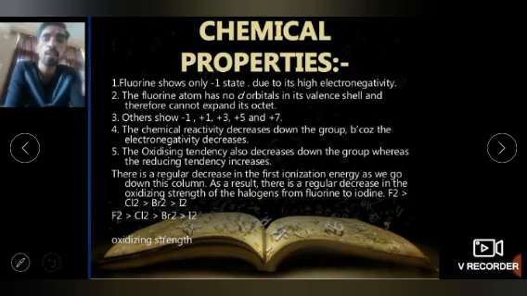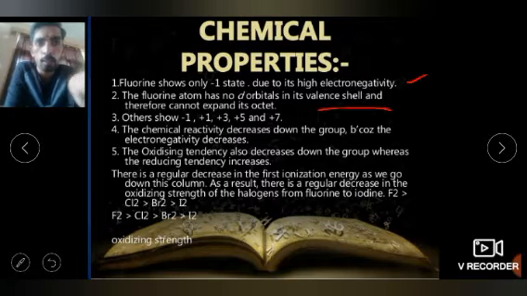If we talk about chemical properties, fluorine shows only the -1 oxidation state, due to its high electronegativity and because the fluorine atom has no d orbital in its valence shell. These are also anomalous properties of fluorine. Other elements of the halogen group show -1, +1, +3, +5, +7 oxidation states. Chemical reactivity decreases down the group because electronegativity decreases. The oxidizing tendency also decreases down the group, while the reducing tendency increases. There is a regular decrease in the first ionization enthalpy down the column. As a result, there is a regular decrease in oxidizing strength. So fluorine has the maximum oxidizing strength, then chlorine, then bromine, then iodine.